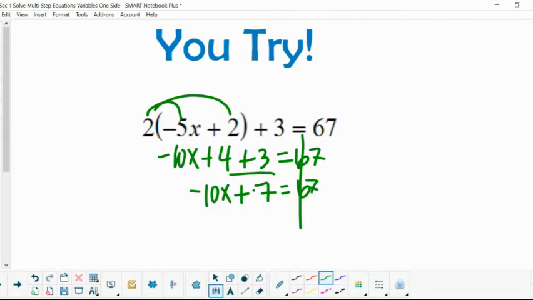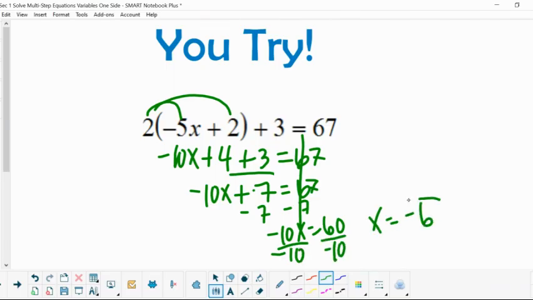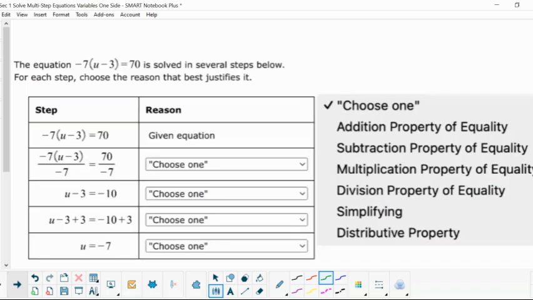Quinn, now what? Minus 7, negative 10x equals 60. So if you divide by negative 10, hopefully everybody got negative 6. Everybody that I saw, yeah, got negative 6. Good, good, good, good. Okay, so that's our equations. Now we're going to see how these help us in a couple different situations.